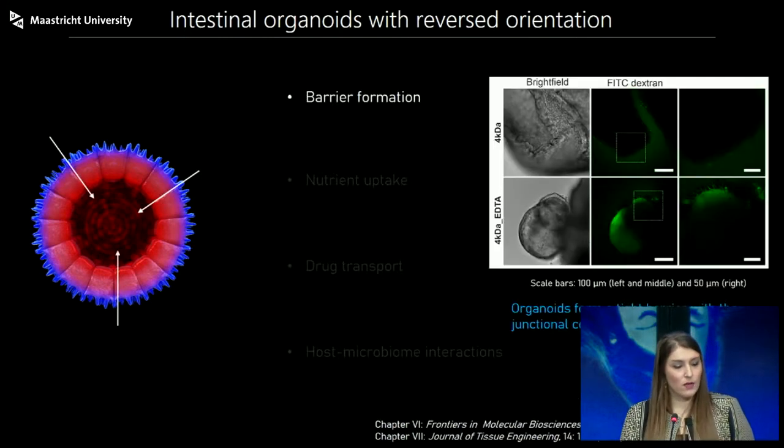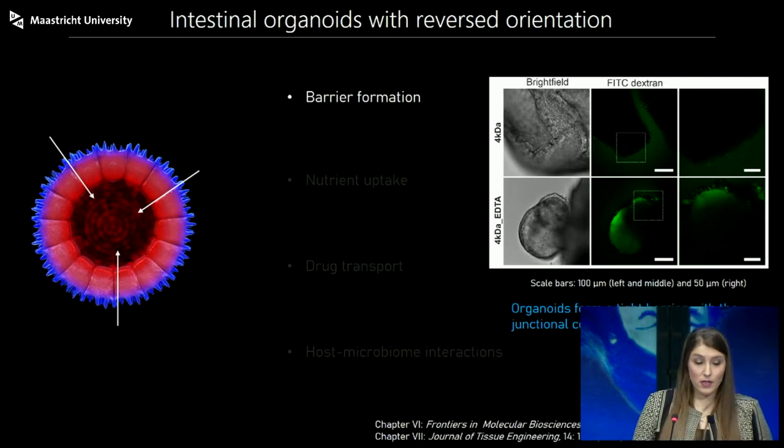So afterwards, we aimed to assess the functionality of these organoids. The first point of consideration was the barrier formation, and for that we used dextran, which is a fluorescent molecule. We can see that untreated organoids do not allow this molecule to diffuse through the epithelium, because we do have a tight barrier formation. As a positive control, we used EDTA, which is an agent that disrupts the junctions. And we see that after treatment of organoids with that, the dextran can really diffuse through the matrigel and epithelium and reach the lumen.